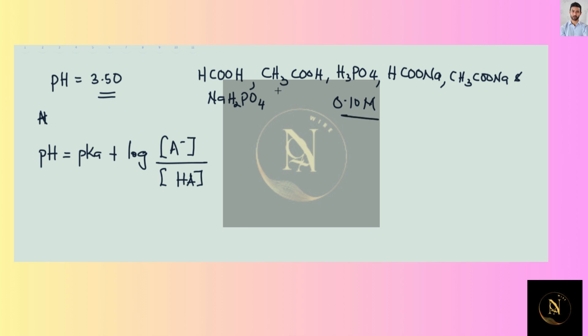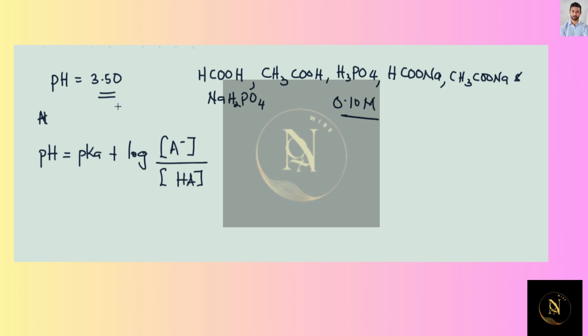For this question, we are trying to prepare a buffer of 3.5 pH, and we have a 0.1 molar concentration of these solutions. So the first thing is to figure out the right combination of these solutions to put together to be able to have a buffer with a pH of 3.5.